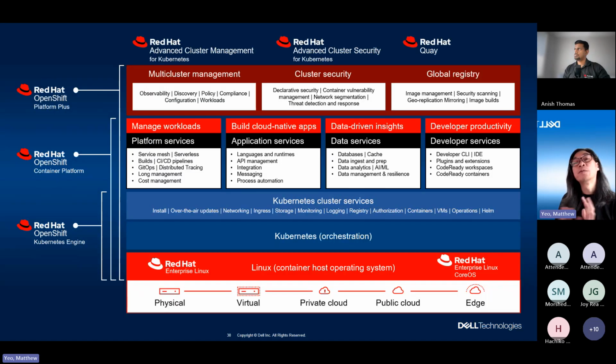So I want to be very clear in terms of where we actually stop and where the partners come in to actually value add to the customers itself, and more importantly, what we do and what you will do moving forward. So Anish showed this slide where we will have the Red Hat OpenShift licenses. OpenShift has 3 types of licenses: the Kubernetes engine, the container platform, and the OpenShift Platform Plus (OPP).